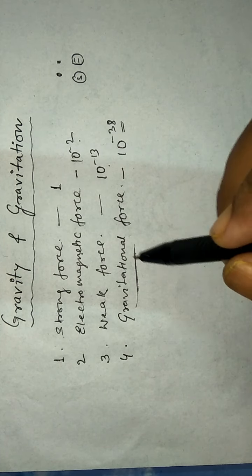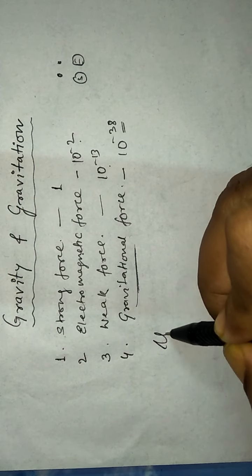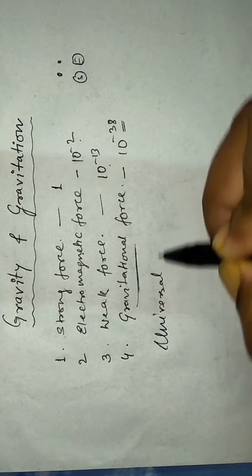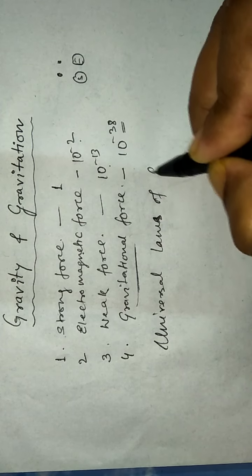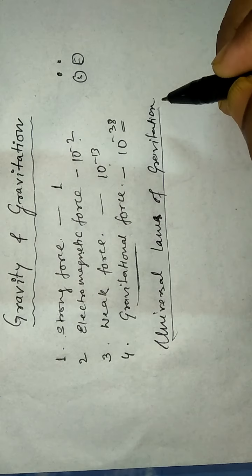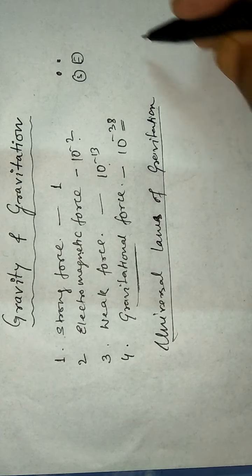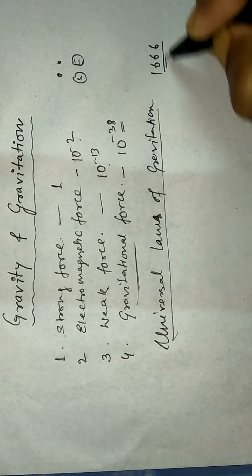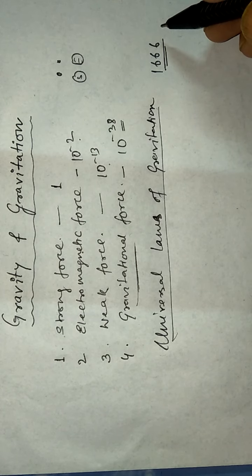Now, first of all, we all know that Newton discovered the laws of gravitation. So let us now study the universal laws of gravitation. As you know, the laws of gravitation were discovered by Isaac Newton in 1666.